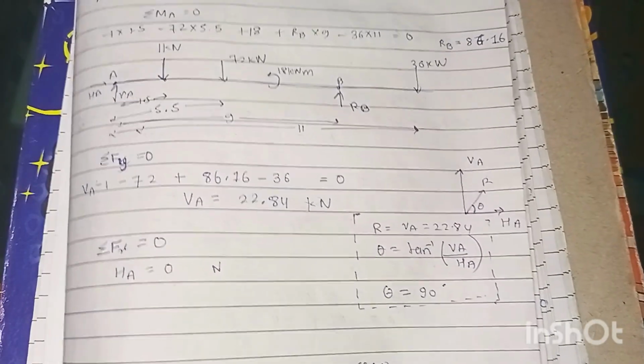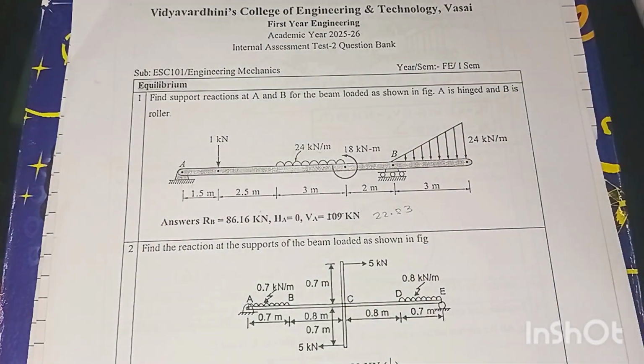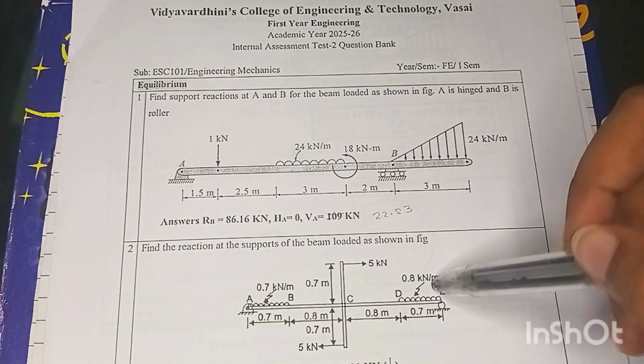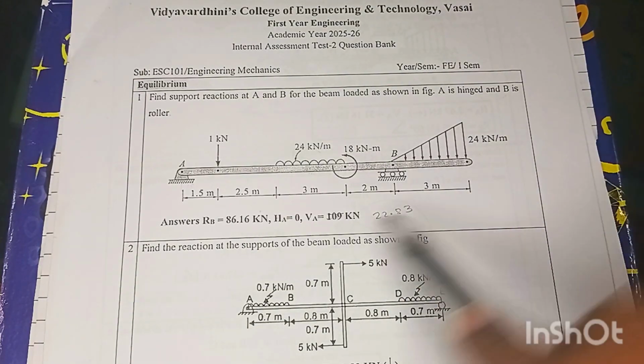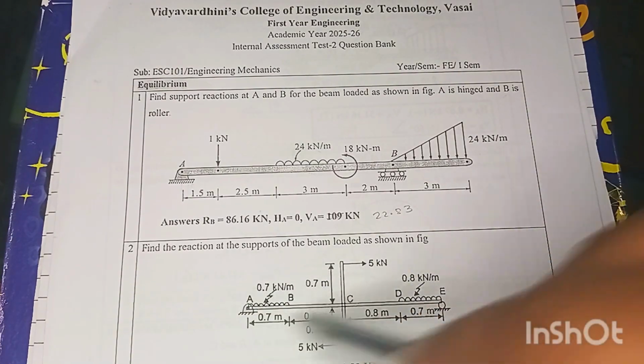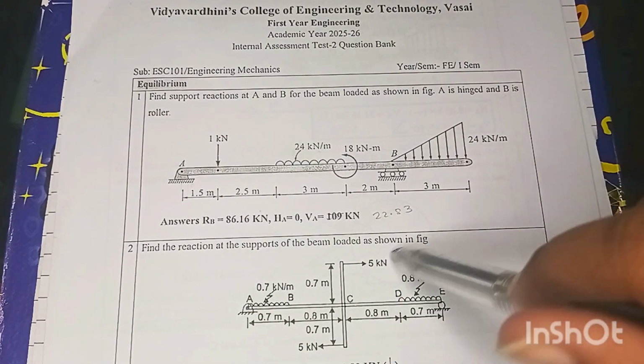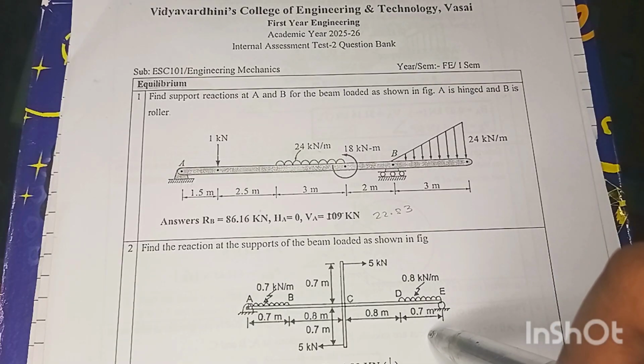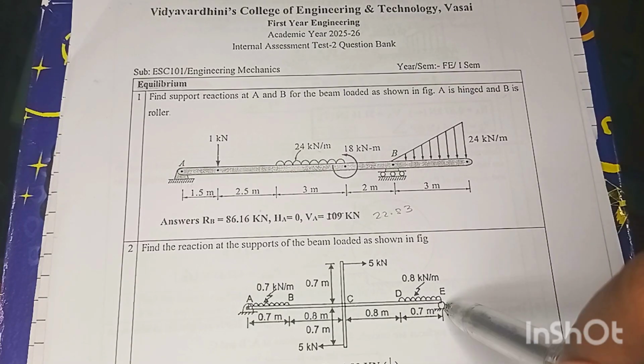I hope it's visible to you. Now let's move to question number 2. That is similar to it, but there are two supports, one is a hinge support and the second one is a roller. So there will be two reactions from the hinge and one reaction from the roller.